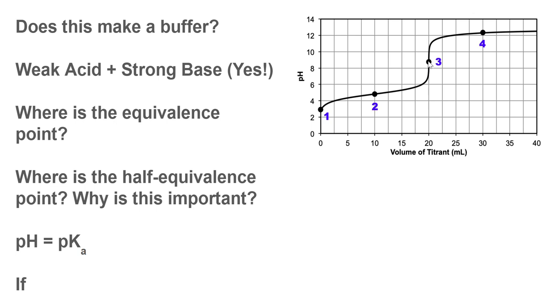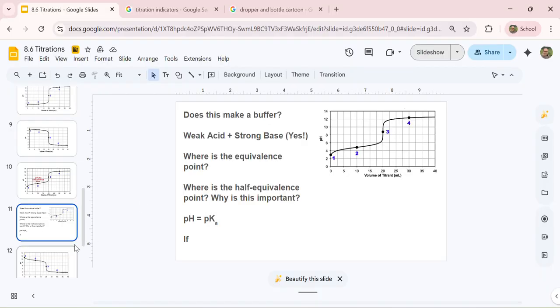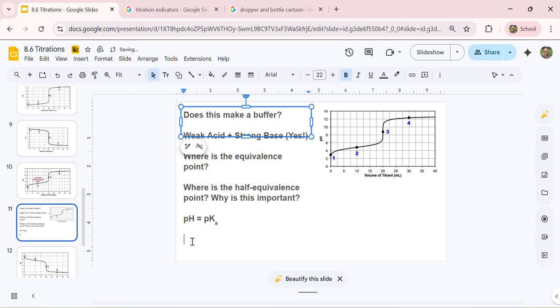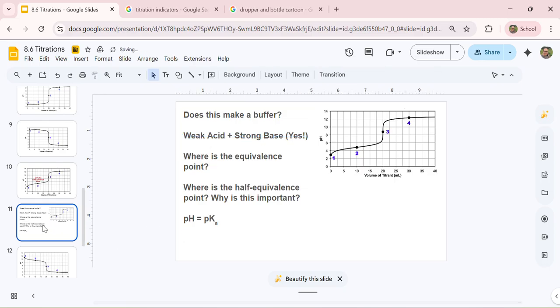That's the equivalence point. One of the ways you can know that number 2 is the half equivalence point is if you go down here and see that 20 milliliters is what it took to get to equivalence. Half equivalence is at 10, and then you just follow the graph up, and it's really straightforward. Where's the half equivalence point? You guys know it's number 2. Why is this important? It's because pH is equal to pKa. I was going to add a little bit more on this slide, I decided against it because really that's what you need.